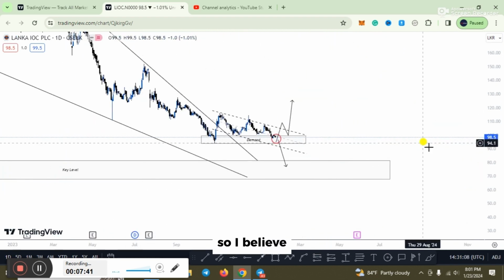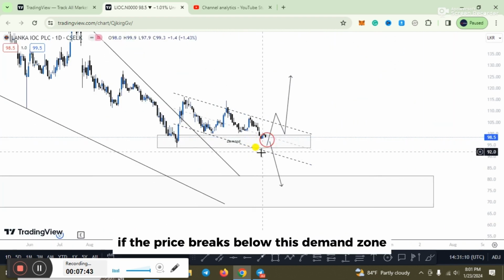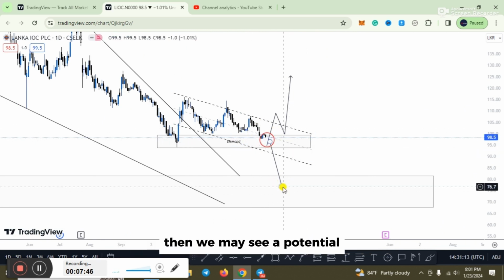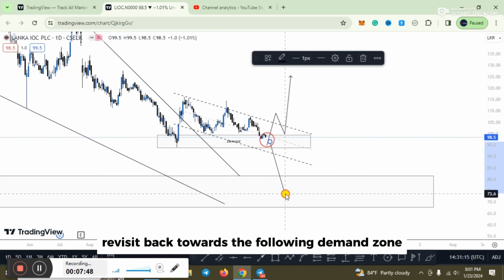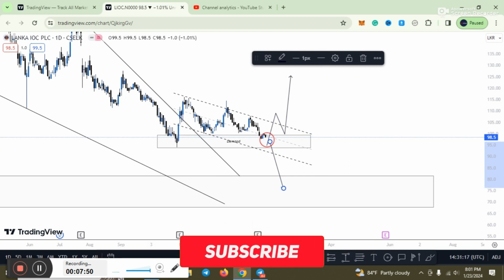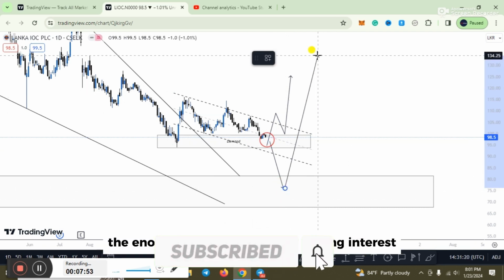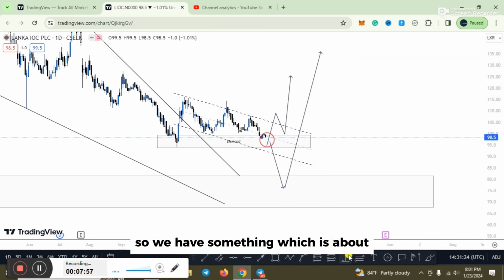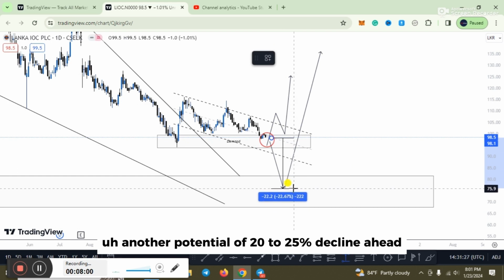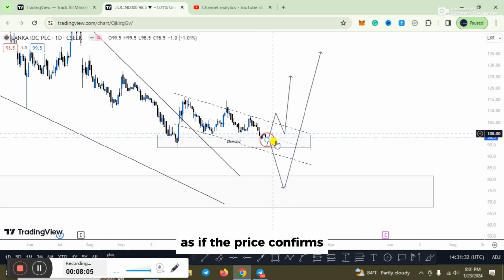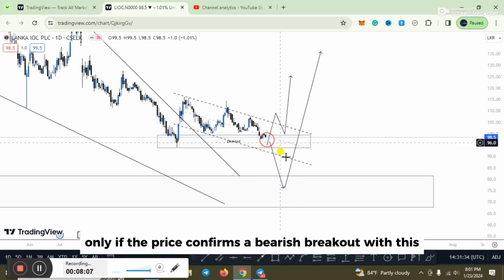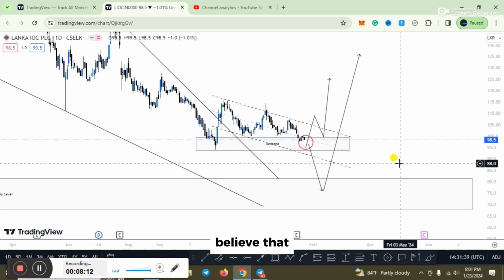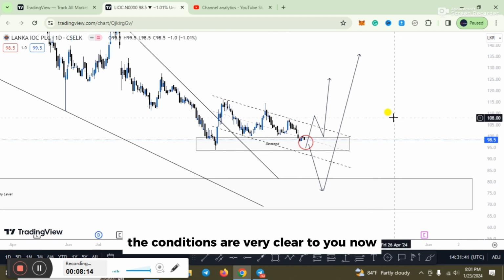So I believe by any chance if the price breaks below this demand zone, then we may see a potential revisit back towards the following demand zone in order to accumulate enough buying pressure or buying interest. So we have about another potential 20 to 25% decline ahead, only if the price confirms a bearish breakout of this demand zone. So I believe the conditions are very clear to you now.